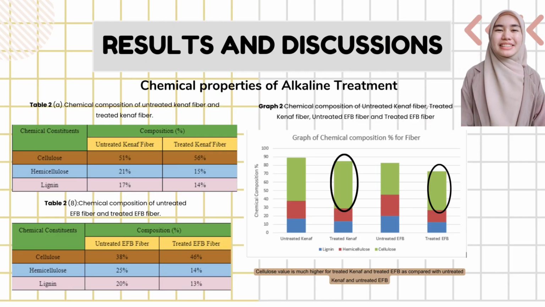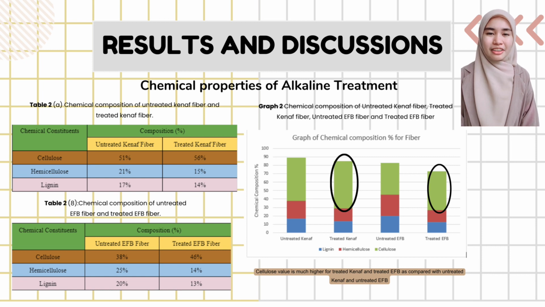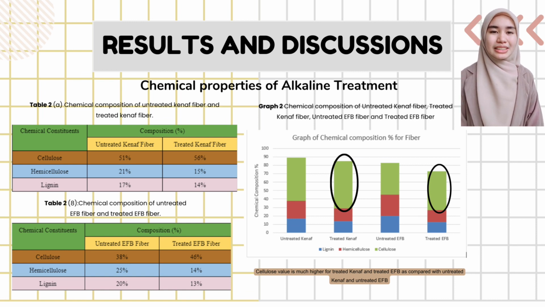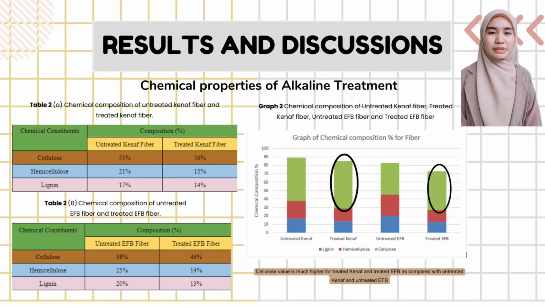Third, alkaline treatment in table 2A and B. The chemical compositions of Kenaf fiber and FB that have been treated and those that have not been treated are compared. The NaOH treatment was successful in eliminating the lignin and hemicellulose from the Kenaf and FB fiber, as the lignin content dropped from 70 to 14% for Kenaf fiber, while for FB fiber lignin content dropped from 20 to 30%, and the quantity of hemicellulose dropped from 21 to 50%, and from 25 to 40%. The cellulose content increased from 51 to 56% and from 38 to 46%.